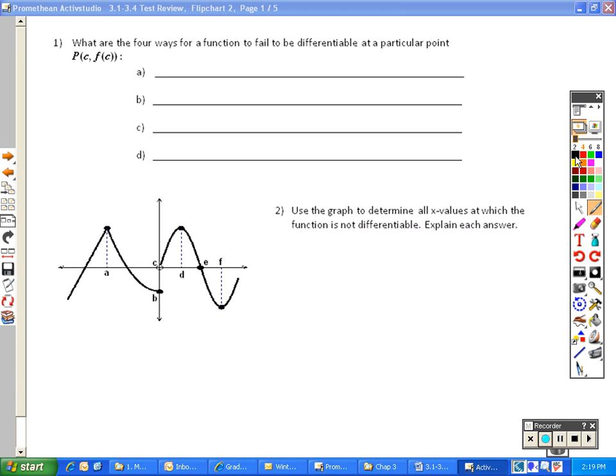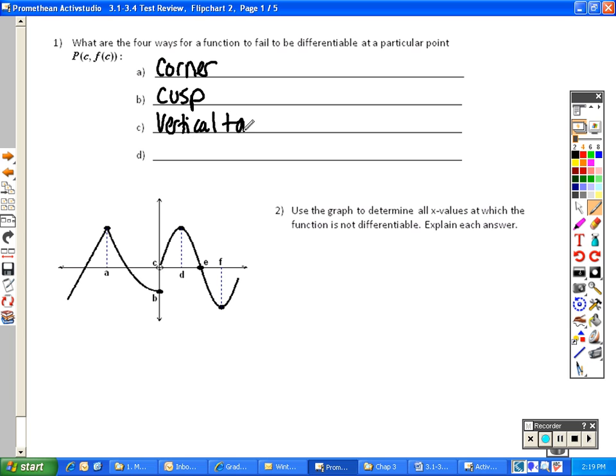The first thing that we had learned about was a corner. The second thing we learned was a cusp. The third thing we learned was a vertical tangent. And the last thing we learned was a discontinuity. Okay, I'm just going to talk to you about this really quickly, even though it doesn't ask me to elaborate.